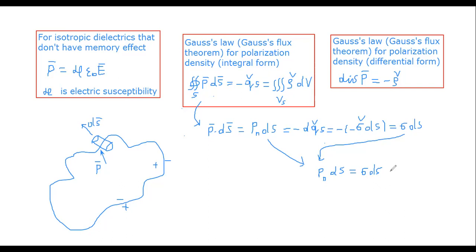And we can divide left and right sides by dS, and we will obtain that Pn is equal to sigma, and sigma is surface density of bound charge.